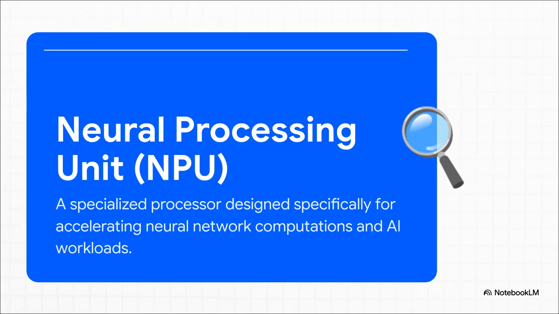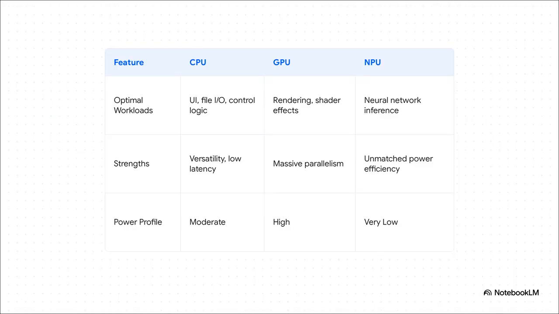So, what on earth is an NPU? Well, think of it as a specialist. Your computer's main brain, the CPU, is a generalist. It does a little bit of everything. The GPU is a specialist for graphics, for painting pixels on your screen. The NPU? It's a hyper-specialist. It was born and bred for one single purpose, to run AI models, and to do it with, frankly, ridiculous efficiency.